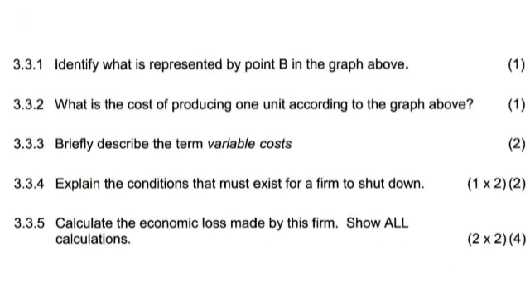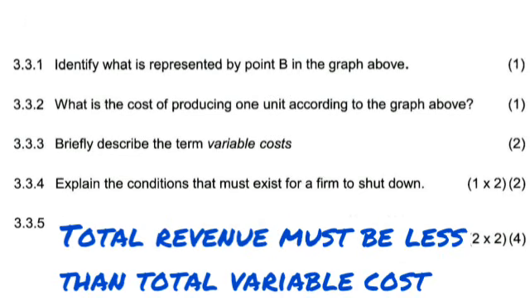3.3.4 says explain the condition that must exist for a firm to shut down. We had already mentioned two, we said it's where total revenue is less than total variable cost, or average revenue is less than average variable cost. So either one of those you can give. I gave the first one, total revenue must be less than total variable cost.